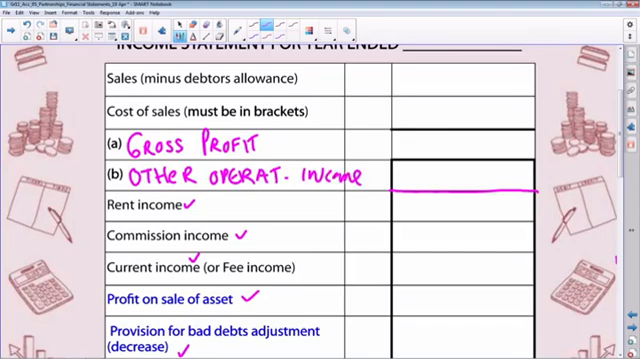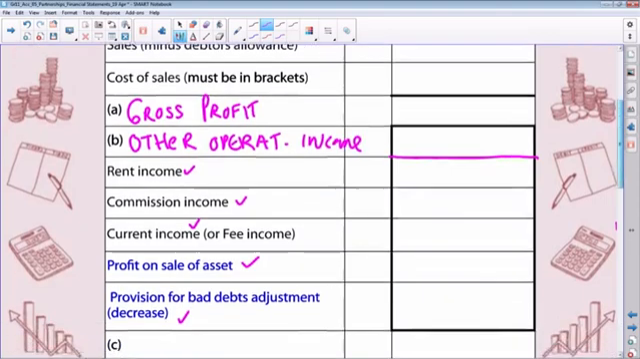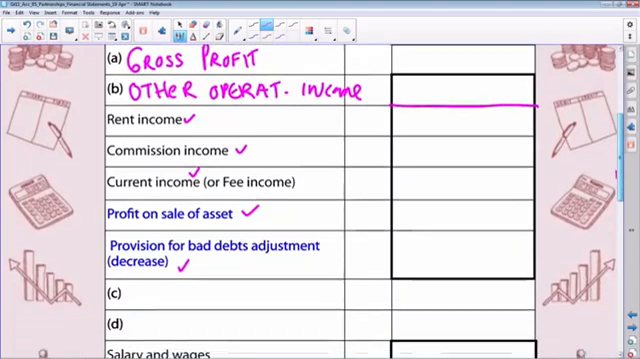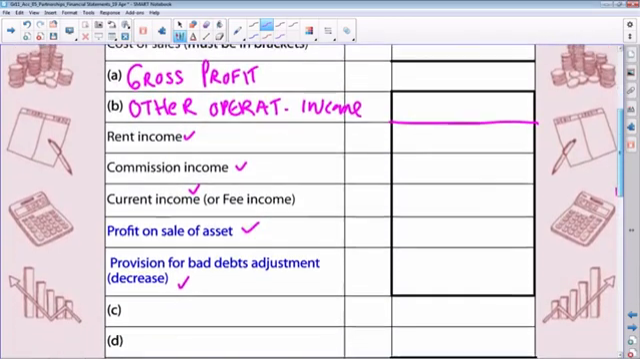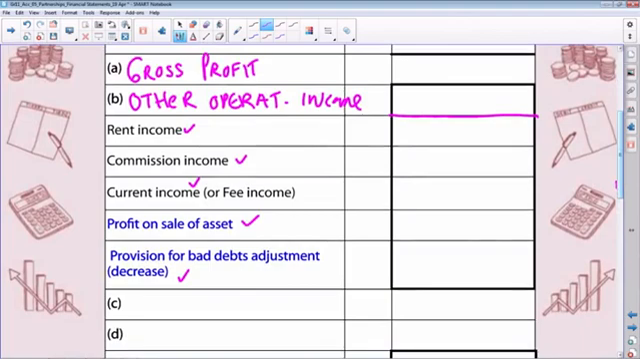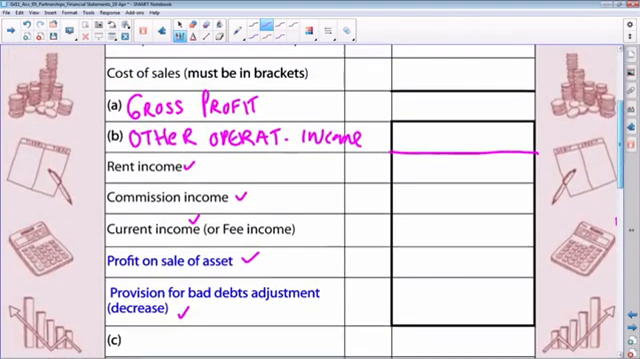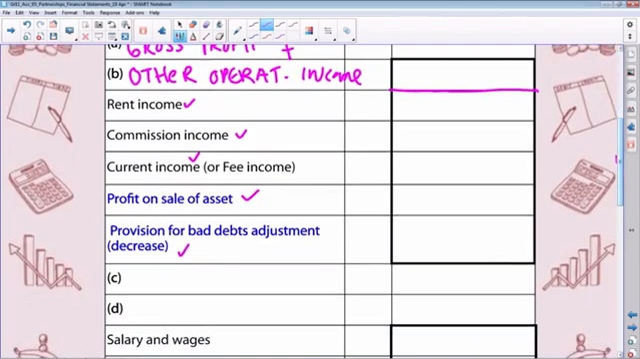Okay, right, let's go further down. The next bit of information that was missing is item C. If we go back, your gross profit, which we filled in, plus other operating income gives us your gross operating income. Okay, you guys knew this already. I'm just filling it in.